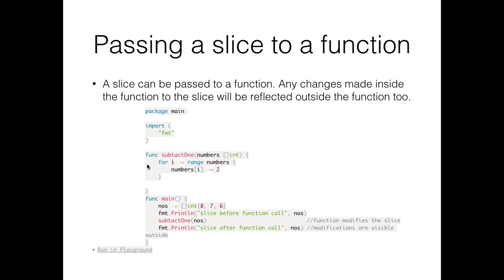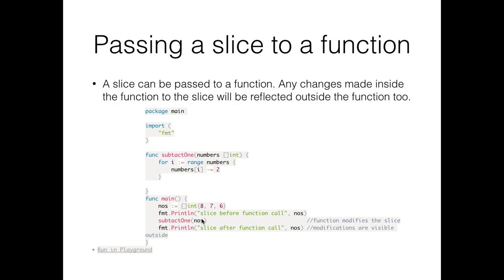Here you can see that the function subtract one takes a slice called integer of type integer, and then it subtracts 2 from each element of that particular slice inside the for loop. Inside the main function, we have the numbers slice of type integer, that is 876, and then you're printing this particular slice, and then you're calling the function and passing it numbers, and then you're printing it once more. So any change inside the function will be reflected inside the array as well.